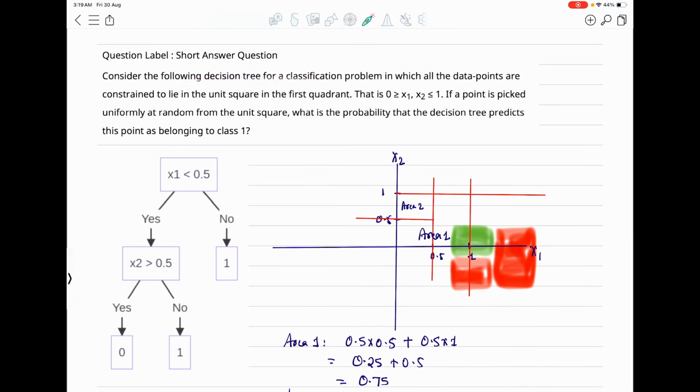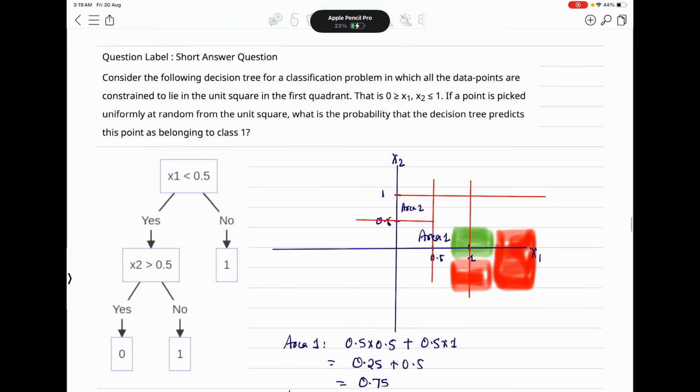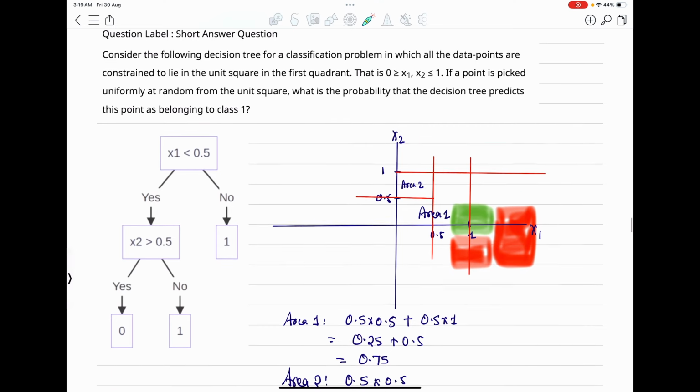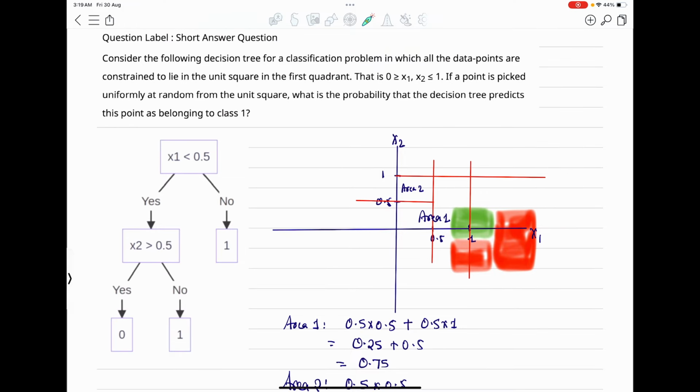Next question is, consider the following decision tree for a classification problem in which all the data points are constrained to lie in a unit square in the first quadrant. That is this. If a point is picked uniformly at random, then what is the probability that the decision tree predicts this point as belonging to class 1? So we need the probability for the point to belong to class 1.